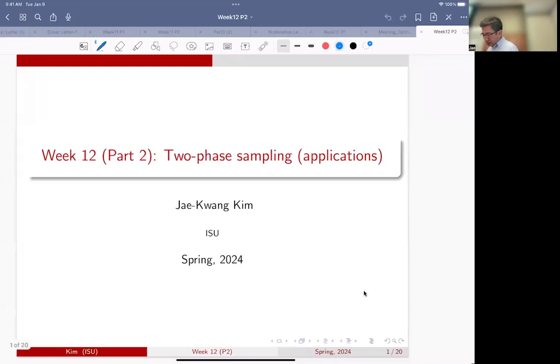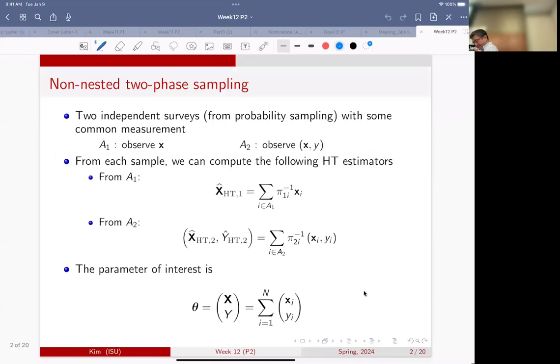Okay. So now we're going to move on to the case with the non-nested structure. Previously we talked about nested, right? So monotone. But now a more interesting, more general case would be non-monotone. If it's non-monotone, then for example, combining two surveys, if you have two independent surveys, A1 and A2, right?